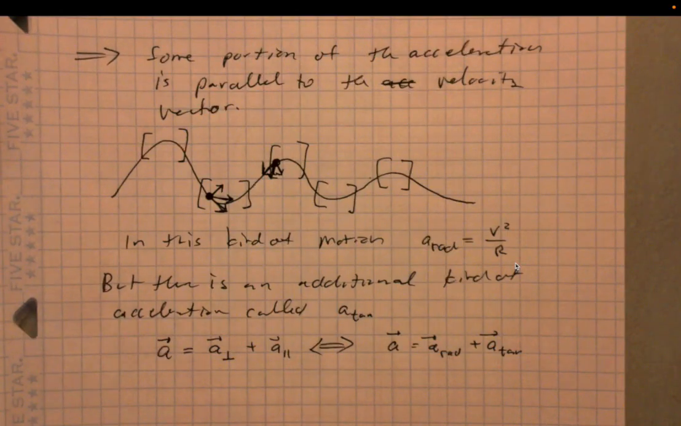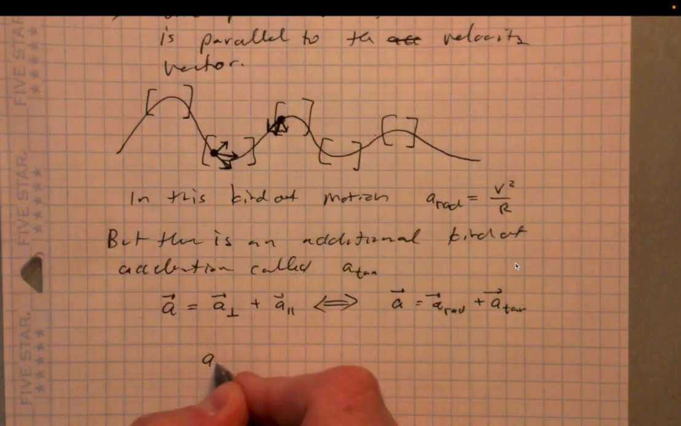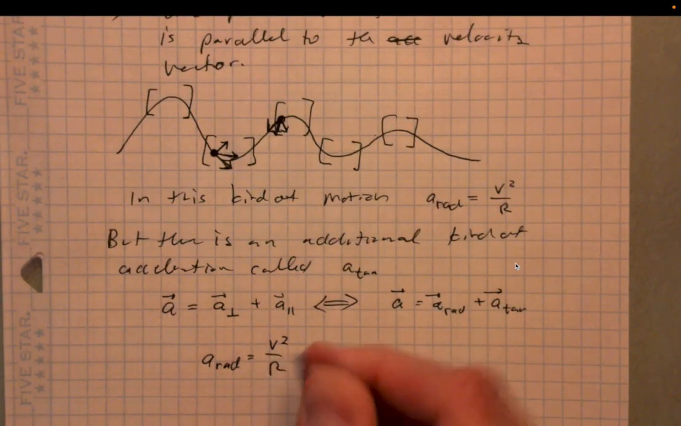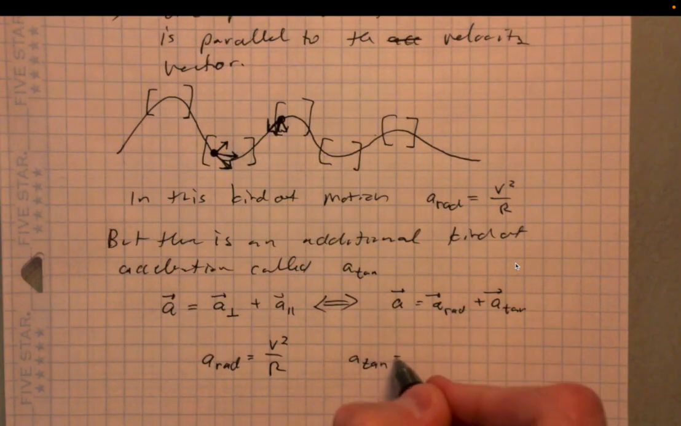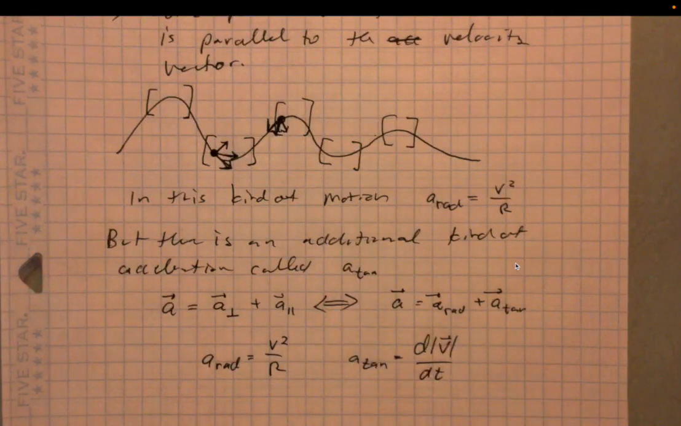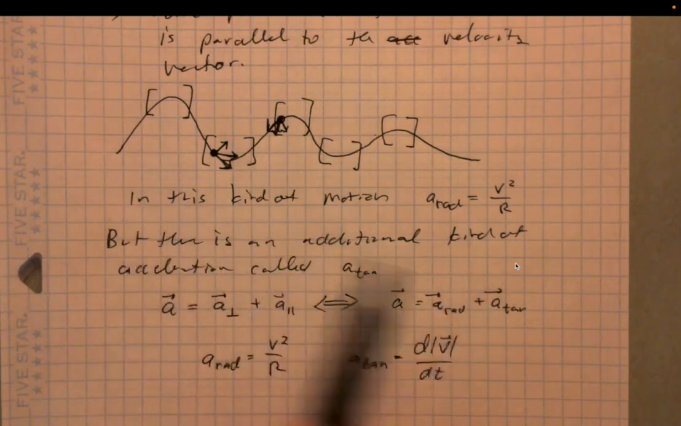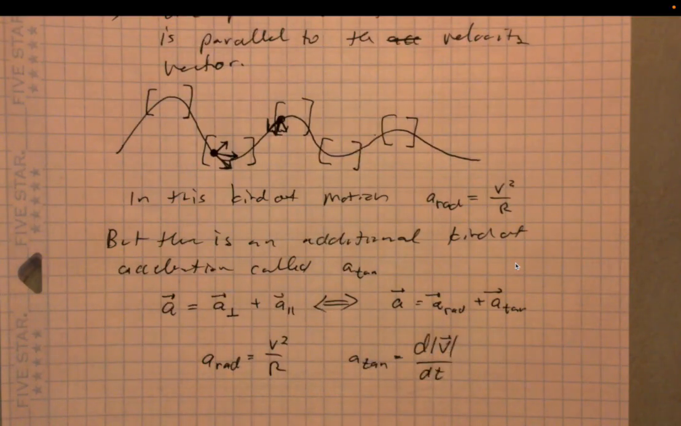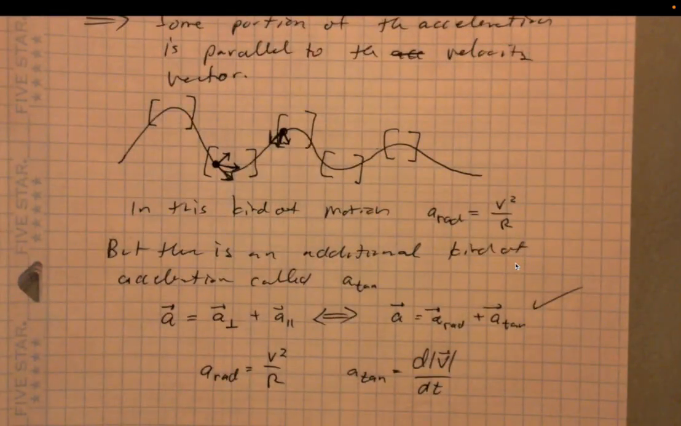It turns out, and we won't derive this, that a radial we saw is v squared over r. A tangential is going to be equal to the derivative of the magnitude of velocity with respect to time. Some of these are more challenging to model just because you have these different pieces of the acceleration puzzle. We'll get into more of this at a later date, but this is just an introduction to the idea of non-uniform circular motion. Really, the radial acceleration stays the same, but you have this additional component of tangential acceleration.